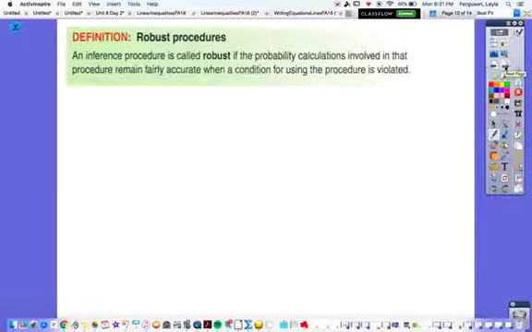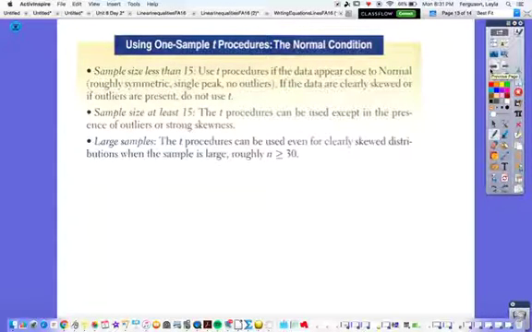All right, next we're going to talk about robust procedures. An inference procedure is called robust if the probability calculations involved in that procedure remain fairly accurate when a condition for using the procedure is violated. So for using one sample T procedures, the normal condition: your sample size has to be less than 15. You're going to use T procedures if the data appear close to normal, roughly symmetric, single peaked, no outliers, all that good stuff. If the data are clearly skewed or if outliers are present, do not use T.